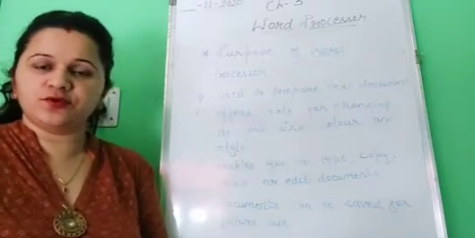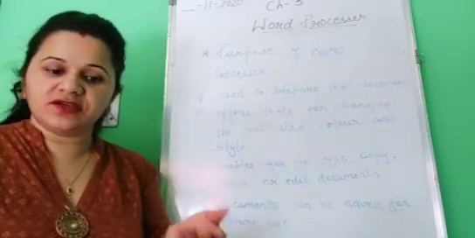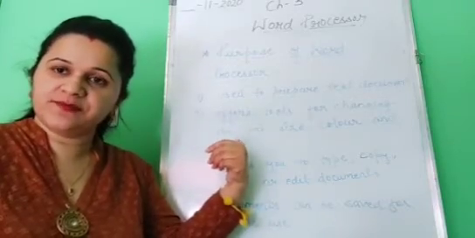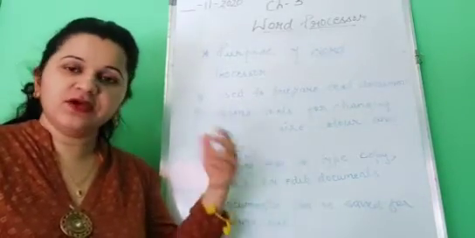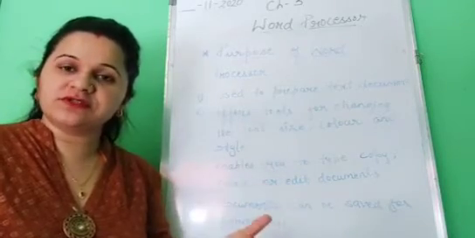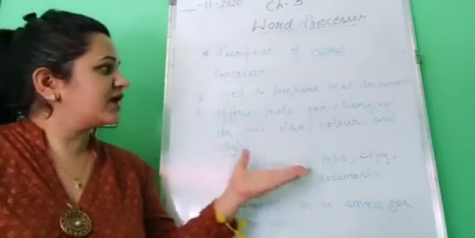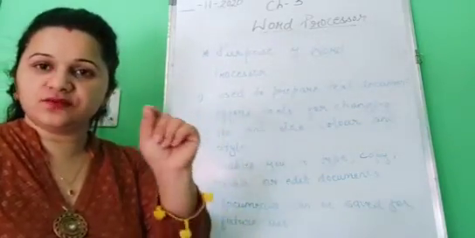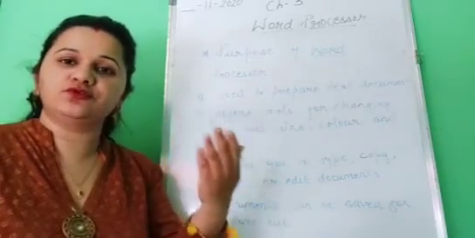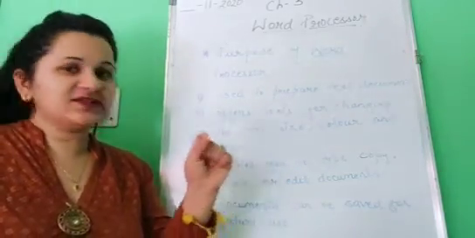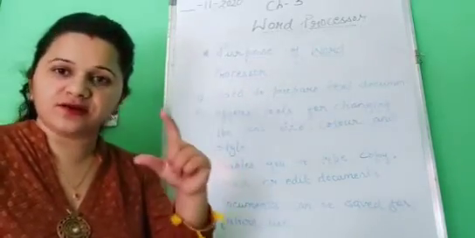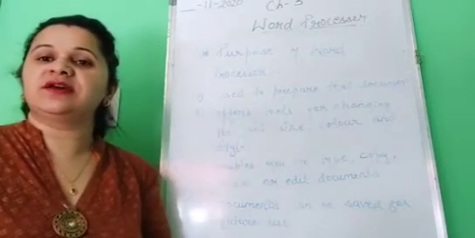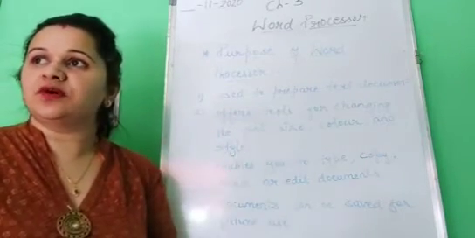Suppose you have written something in your notebook and you want to erase it and write something new, so you can erase it with the eraser. But you cannot use the eraser for this on the word processor. So it offers you some tools. With the help of those tools, you can edit, you can change the font size. Now what is font? Font means the letters, the words. In computer language we use the word font. So if you want to change the size of a letter, the color of a letter, or the style, the way you want to write, you can do it with the help of the tools provided by the word processor.